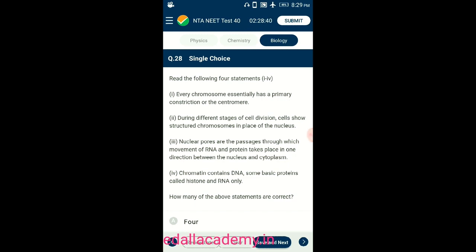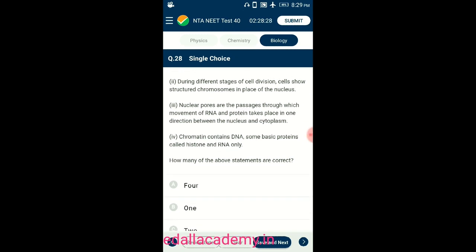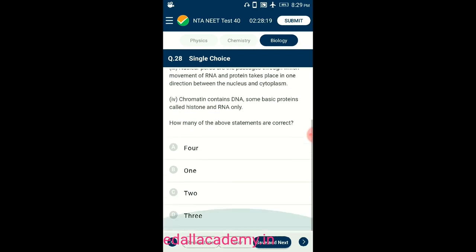Third statement. Nuclear pores are the passages through which the movement of RNA and protein takes place in one direction between the nucleus and the cytoplasm. This statement is wrong. Statement 4. Chromatin contains DNA, some basic proteins called histones, and RNA only. So the fourth statement is also wrongly given. So out of 4 statements, two statements are correct, statements 1 and 2. So the correct option is C.